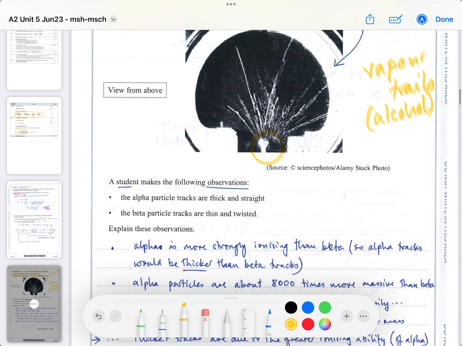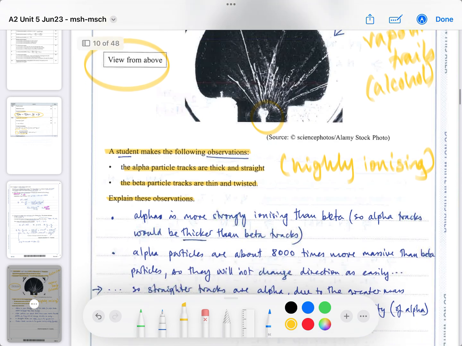Okay? So the student looked at the tracks and made the following observations. This is the view, obviously, from above. The alpha particles' tracks are thick and straight. Yes, because alpha is, the key words you need to remember in your exam, highly ionizing. So alpha particles are large, charged particles, same as a helium nucleus. Whereas the beta particle tracks are thin and twisted. So they want you to understand and explain why these differences occur. If alpha particles are highly ionizing, beta particles are not as highly ionizing.